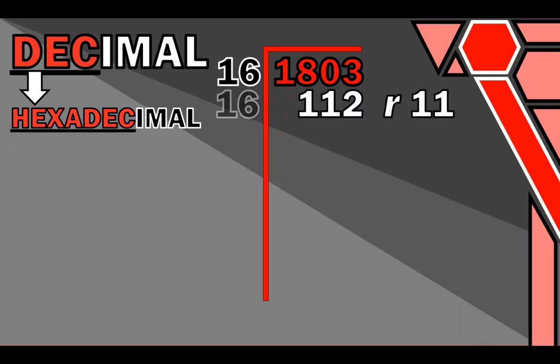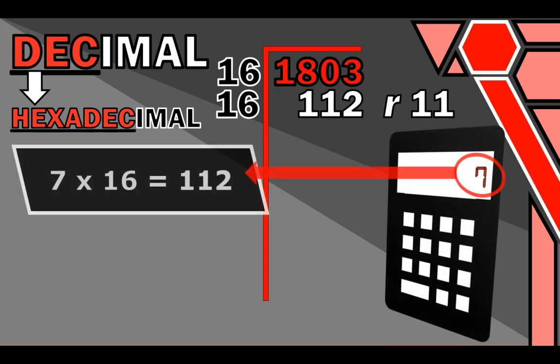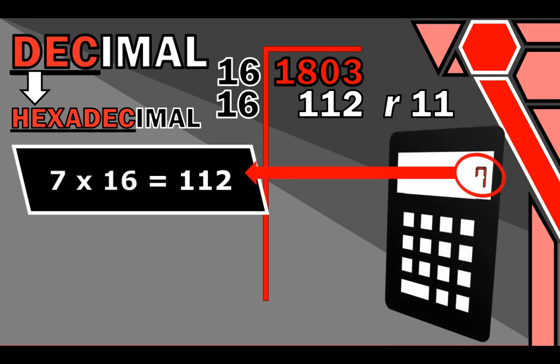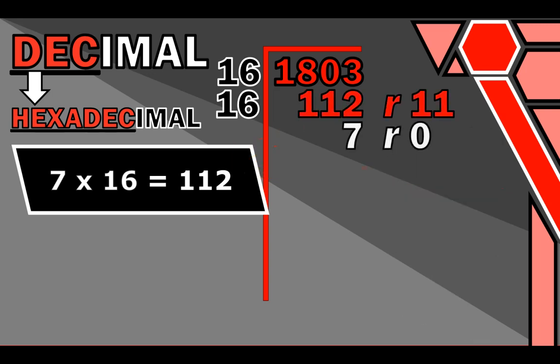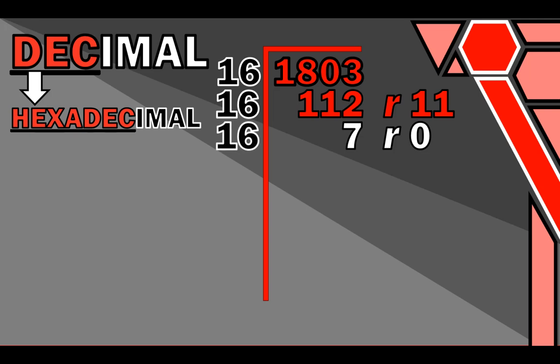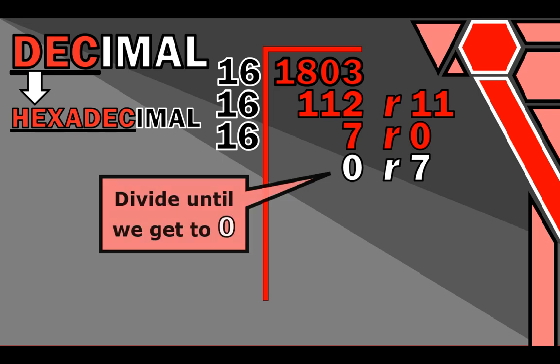Then 112 divided by 16 is equal to 7 exactly. And 7 times 16 equals 112. So in this case, there is no difference. So the answer is 7, remainder 0. Now remember, we keep going until we reach 0 or nothing to divide. Now we take that 7 and divide it by 16, and we're left with 0, remainder 7. Remember, we keep going until we get 0 or nothing left to divide.